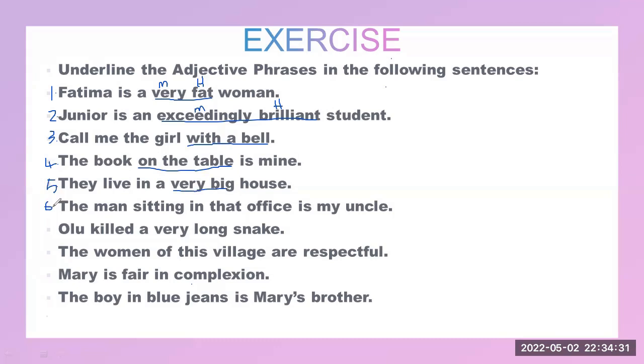Number 6, the man sitting in that office is my uncle. Sitting in that office is the adjective phrase, and this is a group of words containing a participle. The participle here is sitting. And how do we know that this group of words is doing the work of an adjective? We use the elimination method. Eliminate sitting in that office, and what we have is the man is my uncle. And the natural question is, which man are you talking about? The one sitting in that office. So sitting in that office becomes a group of words that describes the man, and that makes it an adjective phrase.